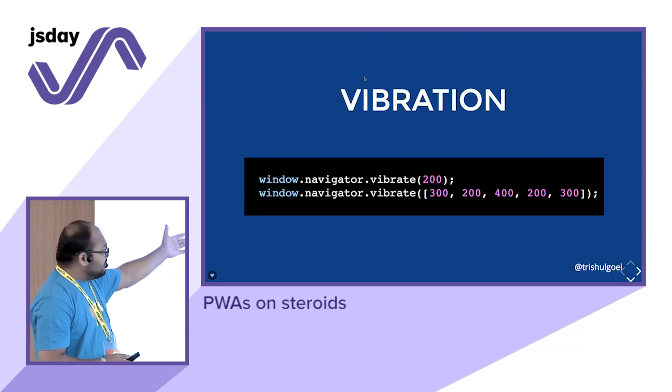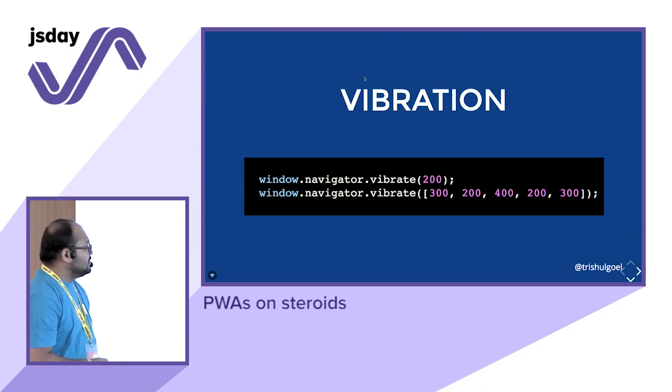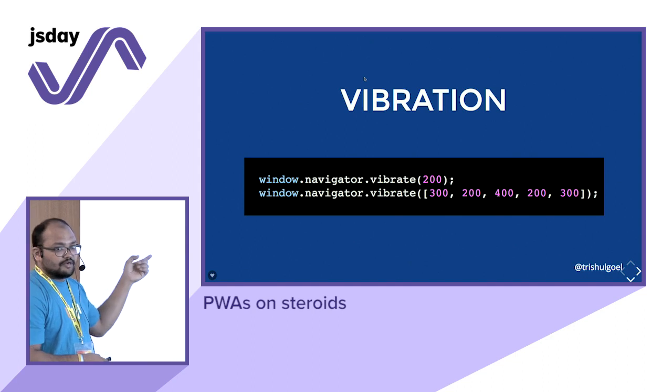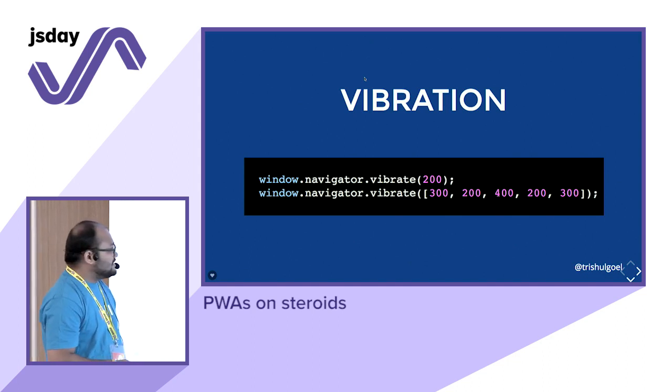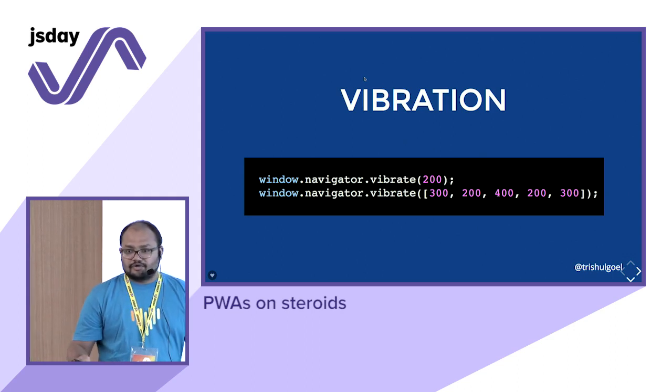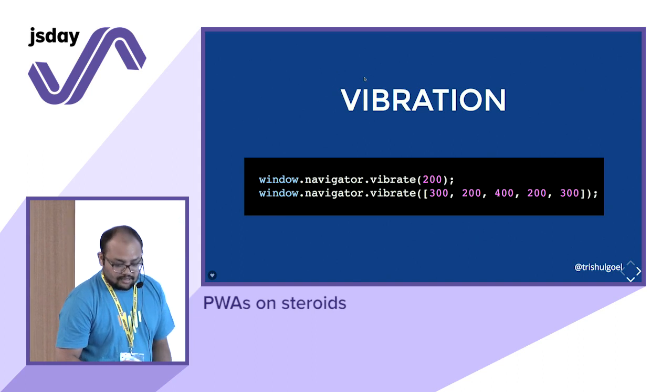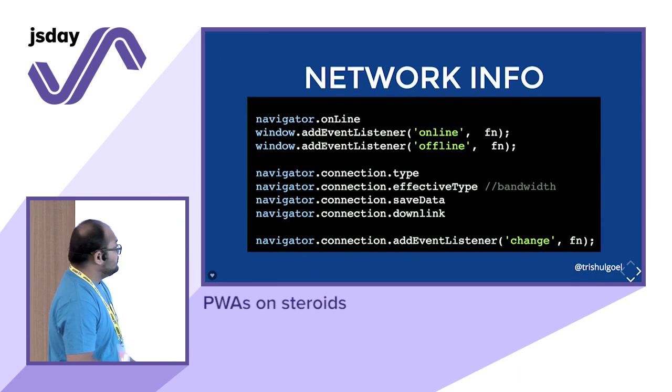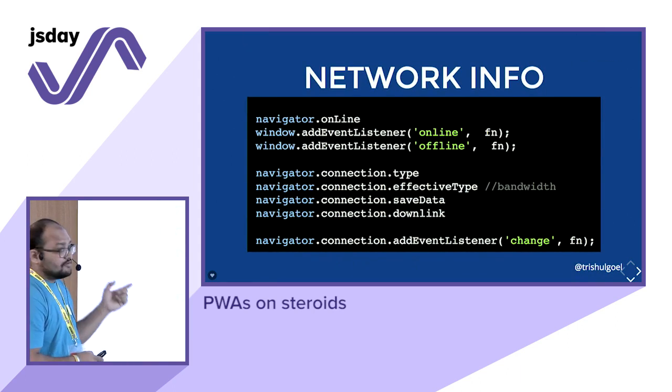All you have to do is literally this. Either give a number in milliseconds, like it will vibrate for 200 milliseconds, or you can pass an array. This time it will vibrate, this it will not, this vibrate, this not, like that. You can create a sequence, how many times you want to vibrate. Okay? So I'll move to the next one, which is network info.